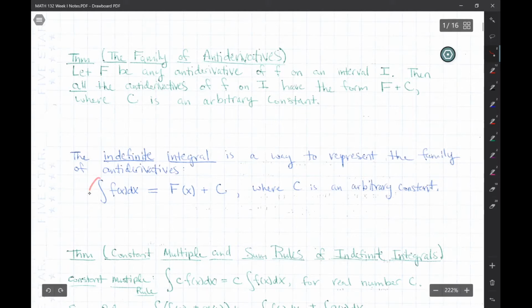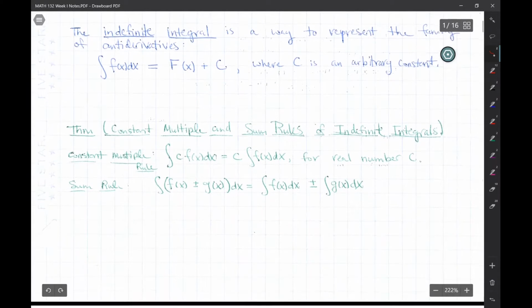Now, why we use this symbol and why we're calling it an integral, to be precise, an indefinite integral, will become clear when we discuss the fundamental theorem of calculus. For now, we're just going to think about the indefinite integral as an antiderivative plus some arbitrary c, which we write just as a plus c at the end of one antiderivative that we found.